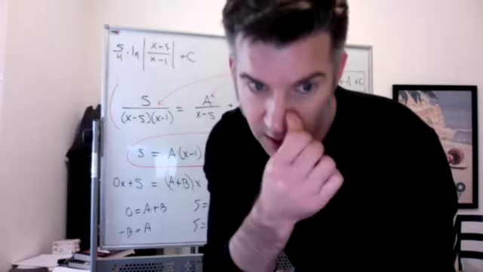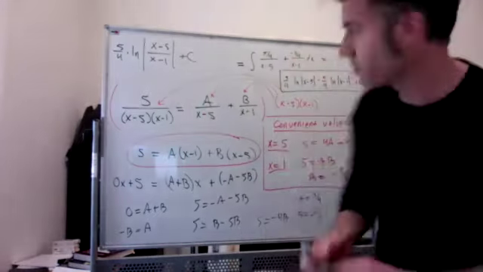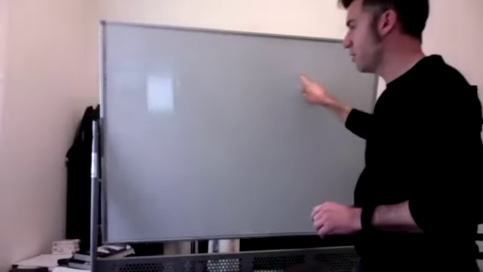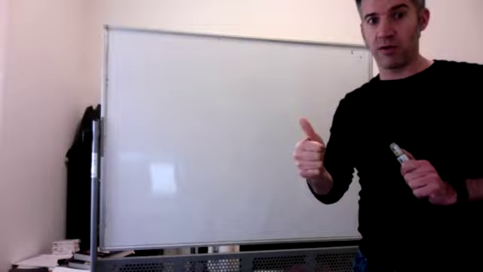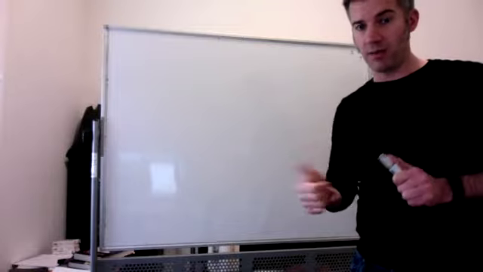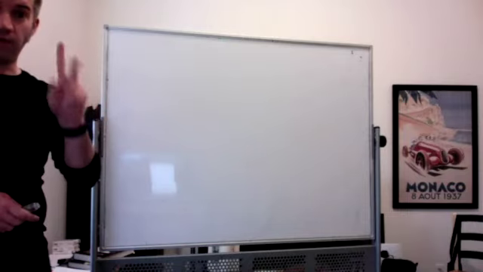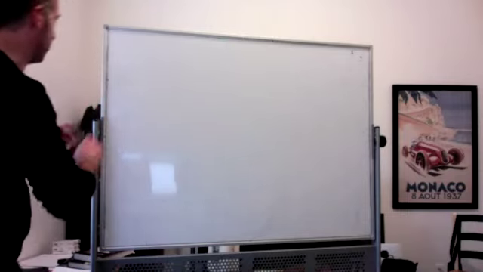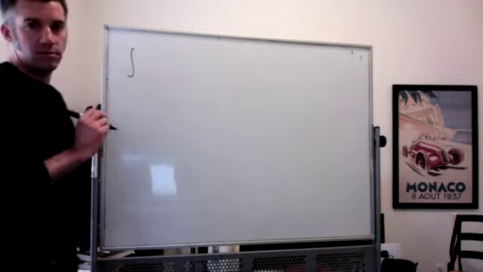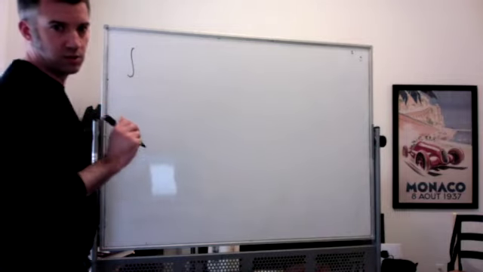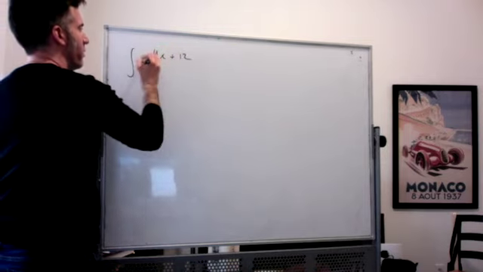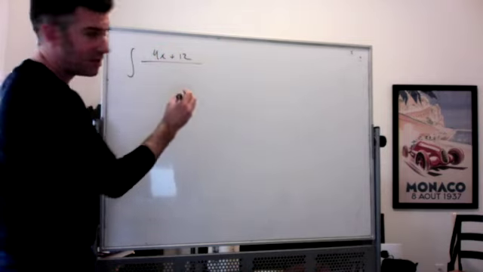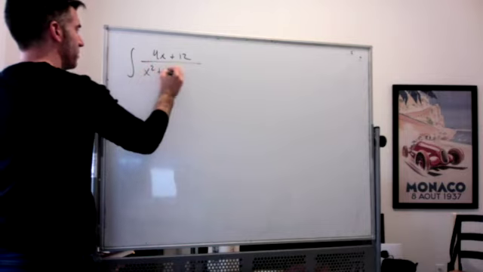Sure. So let's look at this one. The name of the game for partial fractions is really just: does the numerator have a lesser degree than the denominator, and can you factor the denominator? So let's look at this example: 4x plus 12 over x squared plus 6x plus 8.